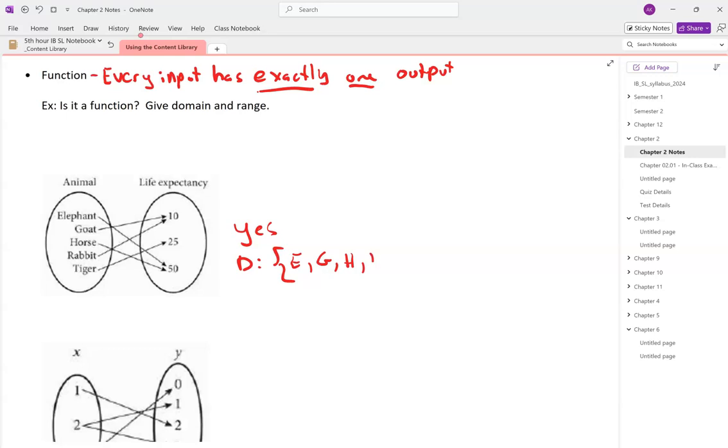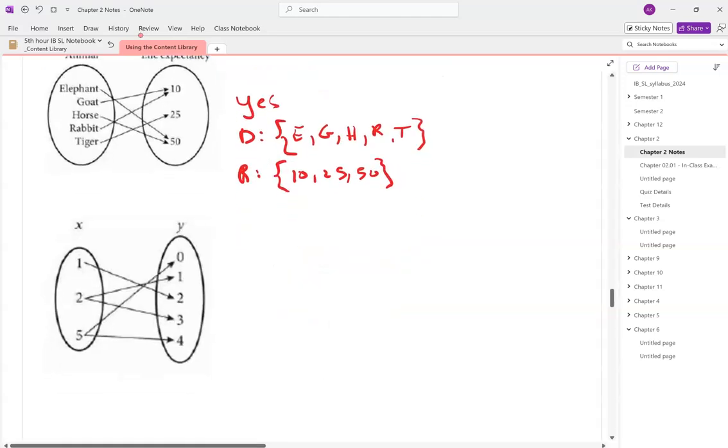Elephant, goat, horse, rabbit, tiger. What's its range? 10, 25, 50. Everybody's okay with that? Here, since there's finitely many of these inputs and outputs, I'm just going to use the squiggly set notation rather than describing it as like an interval or something.